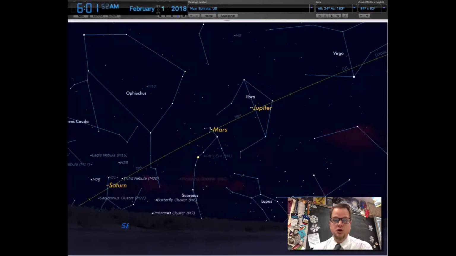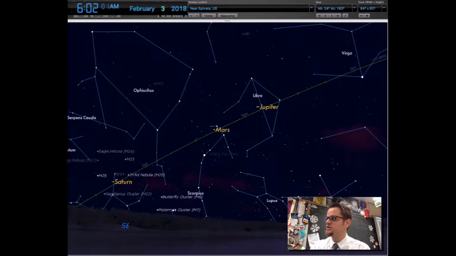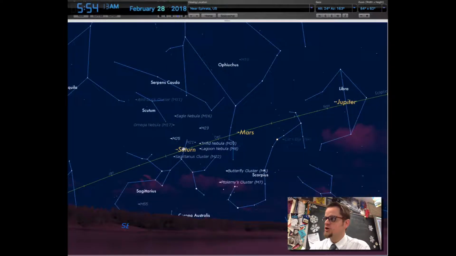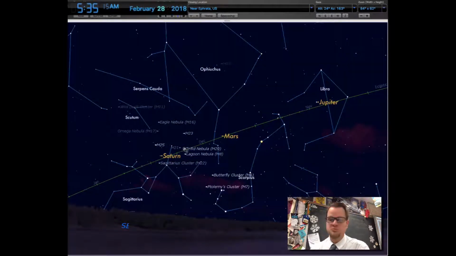So how is this view going to change throughout the month? Well, if you take a look right now, Saturn's low, Mars is in the middle, Jupiter's high, and it's going to remain that way. But they are going to move a little bit by the end of the month. Saturn should be much higher and much easier to see. Mars will be just about the same, and Jupiter should be higher and further over and visible from midnight into the morning.